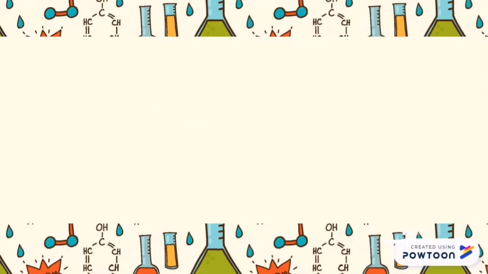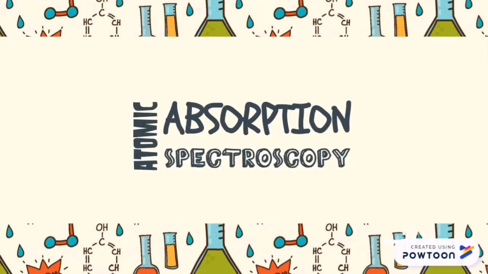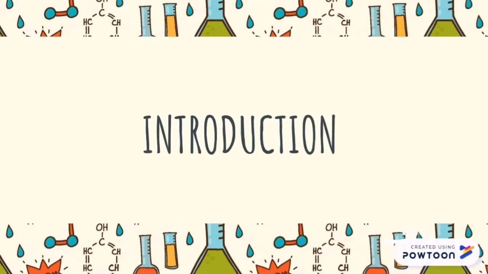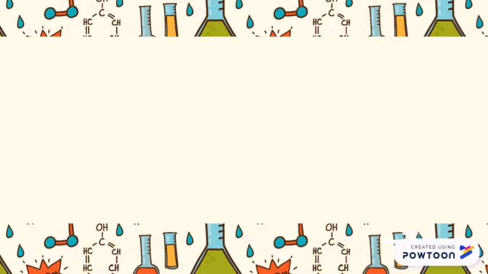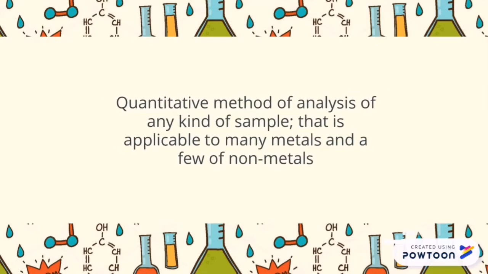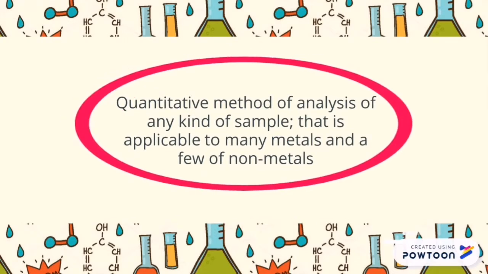In this video, we are going to explain about atomic absorption spectroscopy. Introduction. Atomic absorption spectroscopy is a quantitative method of analysis of any kind of sample that is applicable to many metals and a few non-metals.